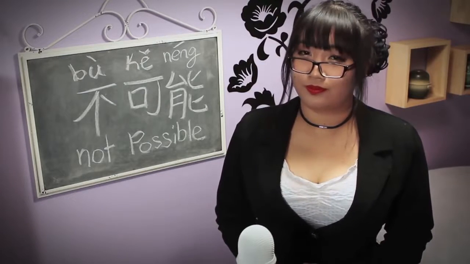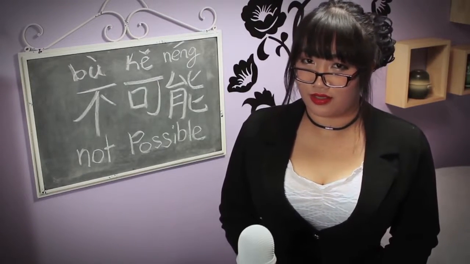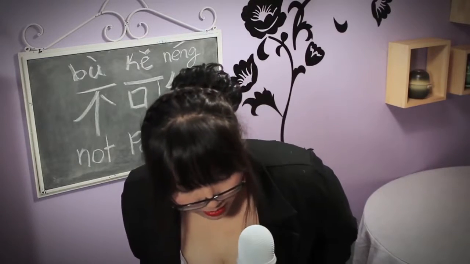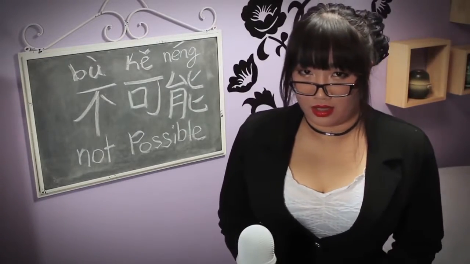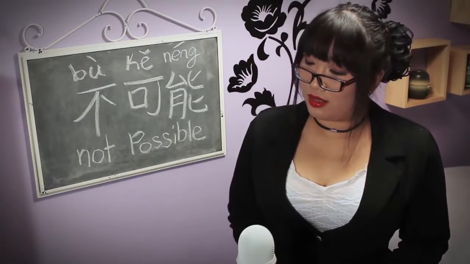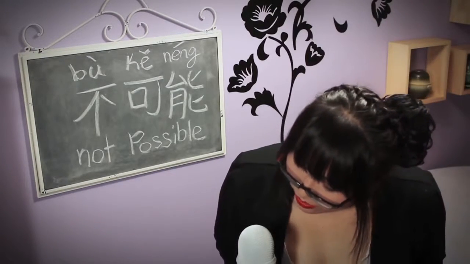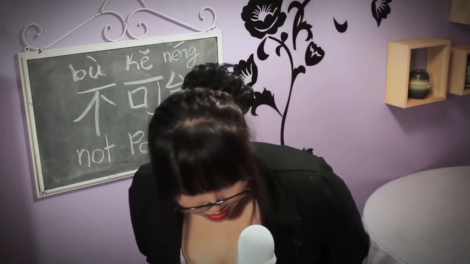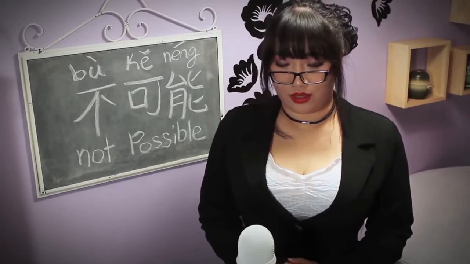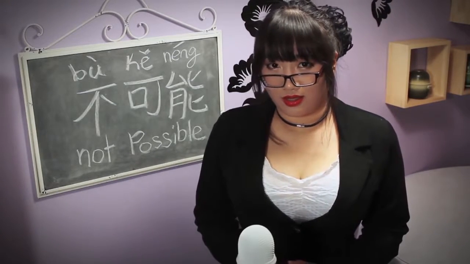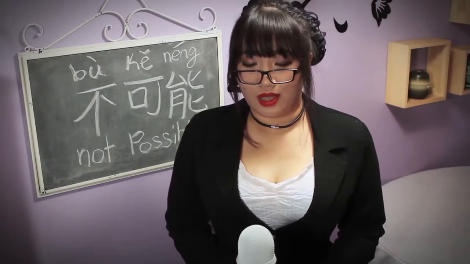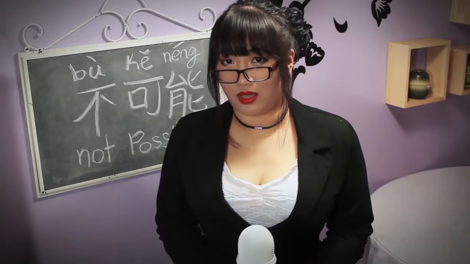不. 可 is the third tone. 可. The tone goes down, then up. 可 by itself means to be able, can. And 能 is the second tone that goes up. 能. 能 is also meaning to be able to in a physical sense. So 不可能 is not possible. And 可能 put together means possible or possibilities.